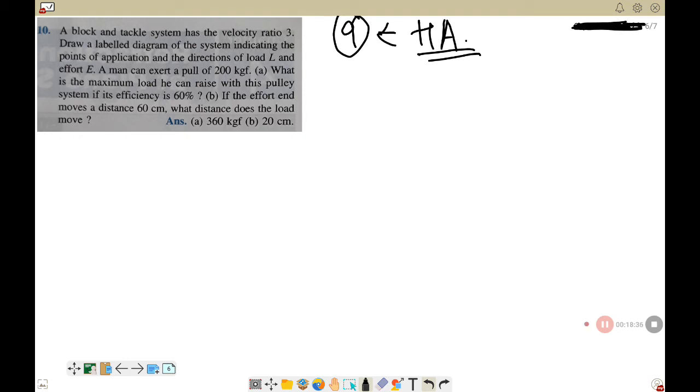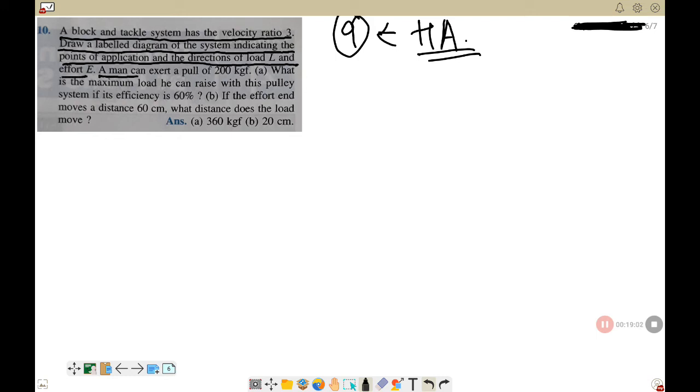Question number 10 says, a block and tackle system has a velocity ratio 3. Velocity ratio is 3. Means, the number of pulleys in this block and tackle system is how many? 3. Understand? So, 3 pulleys are here. You need to understand this. Draw a labelled diagram of the system indicating the points of application and direction of load L and effort.